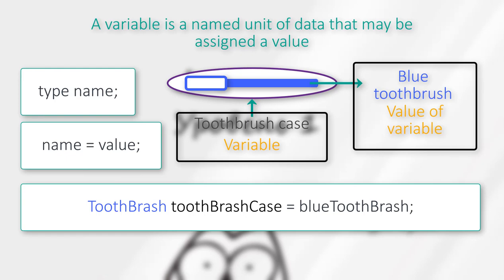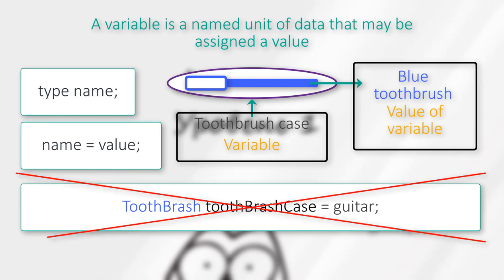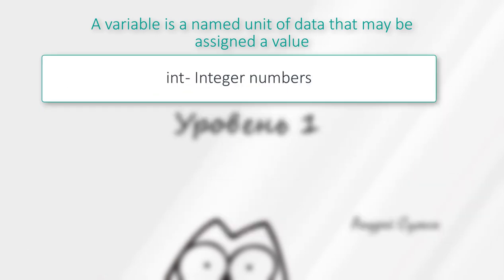We must also remember that we can assign the value of only the data type which we have specified. It means that we cannot put into the toothbrush case something like a guitar, for example. Java language allows several data types, which we'll consider in our future lessons. Today we're going to deal only with int type, which stands for integer numbers.